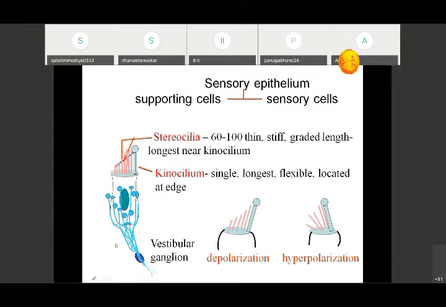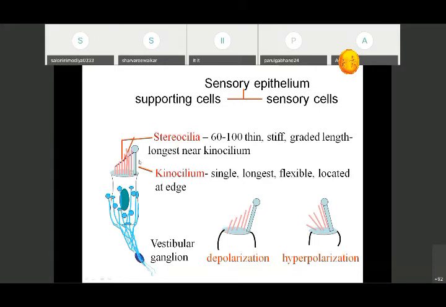Now this is a diagrammatic representation of how depolarization and hyperpolarization in the hair cell take place. We have seen that this is a sensory epithelium and these are the hair cells. This is a single hair cell having a synaptic connection with the vestibular component of the vestibulocochlear nerve. At the base of this hair cell, it forms a synaptic connection with the nerve, and at the top this single hair cell will have a tuft of cilia.